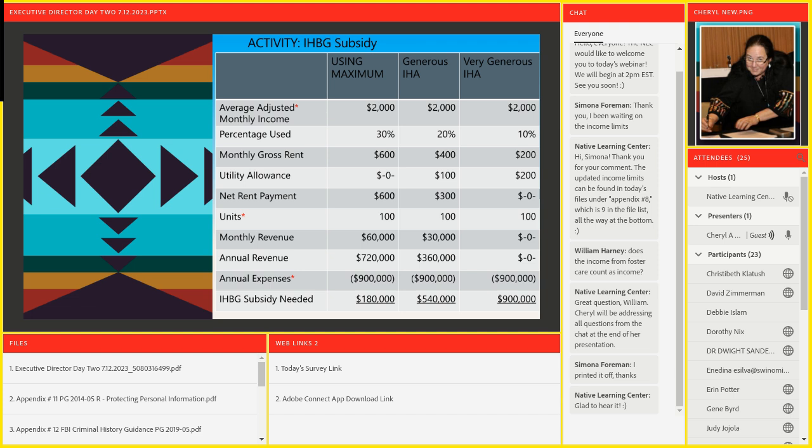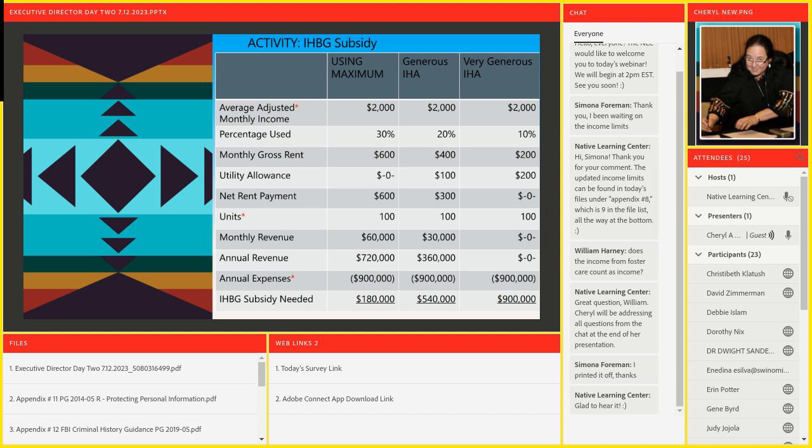Now, my board says we want to be generous. We only want to charge them 20%. We're going to also give them a utility allowance, not much, $100 a month. My revenue now dropped to $360,000. I'm going to need $540,000 a year to operate those 100 units.